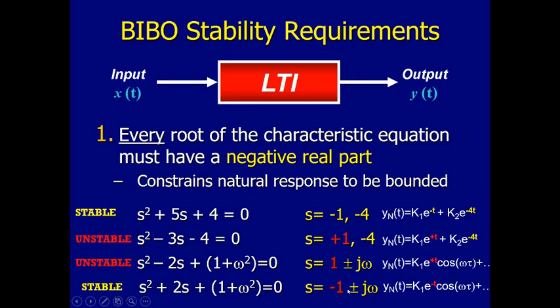We only look at the real part of the roots. If they're real or imaginary or complex, we look at the real part. If they're real roots, they have to be negative. If they're complex conjugate roots, the real part has to be negative. If they're purely imaginary, then I have no exponential and I have a cosine natural response. We have an oscillator, which would also be unstable.